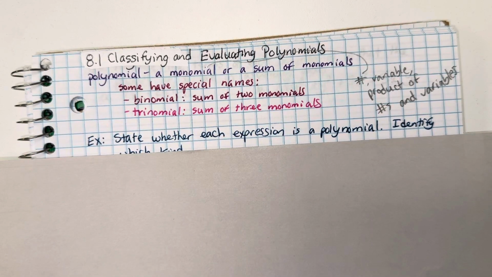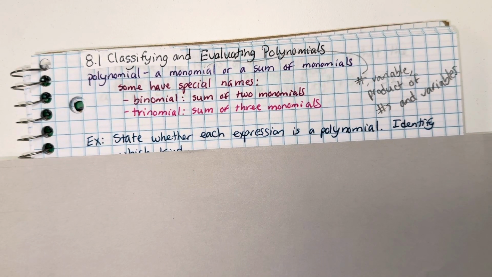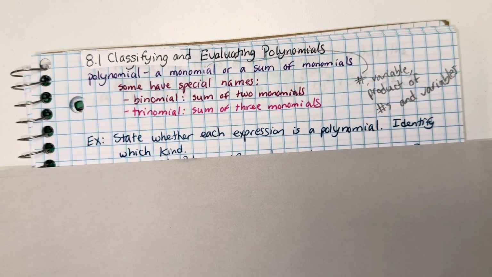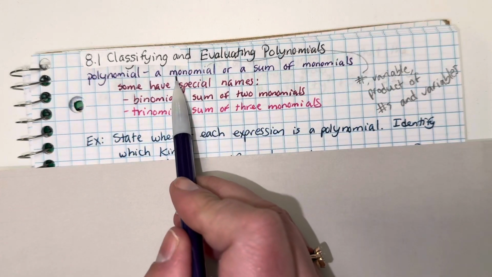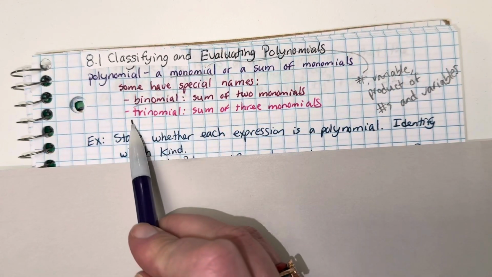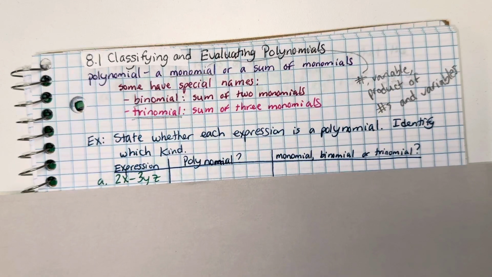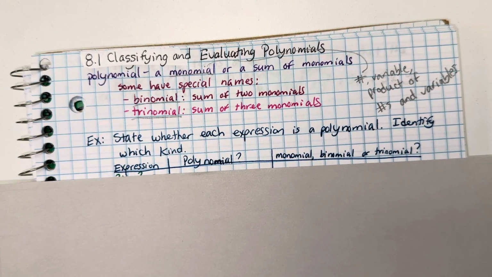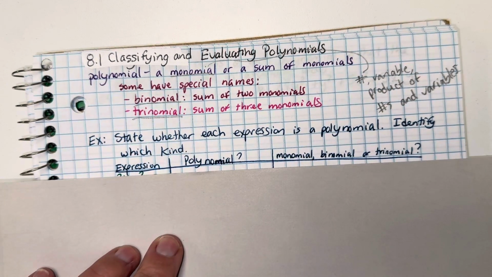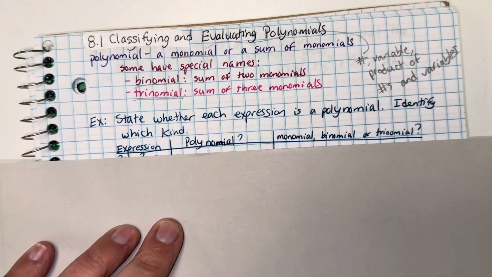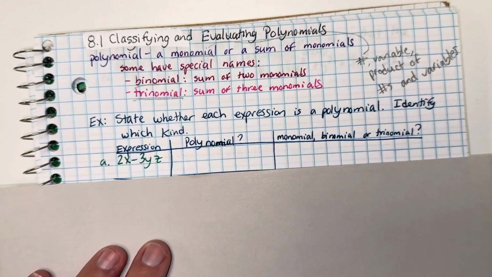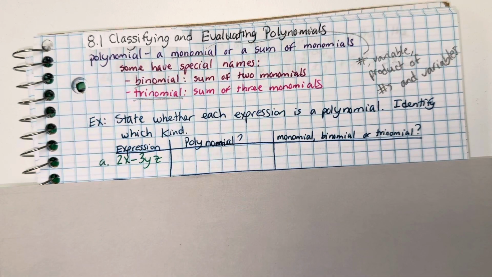So now we're going to take a look at some expressions, and we're going to see if it is a polynomial, and then we're going to tell what kind it is using our words up here, monomial, binomial, trinomial. Okay. So the first column is going to be your expressions. The second column is going to be a yes or no, is it a polynomial? And then the last column, what kind? So here's your first expression, 3x minus 3yz.